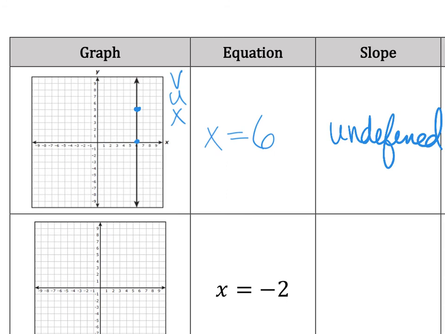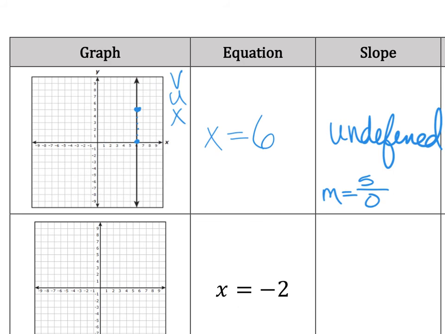How much did I have to rise to get to that point? I had to rise 1, 2, 3, 4, 5. How much did I have to run? Can you divide by 0? You cannot divide by 0. That is literally an undefined number. That's why we say the word undefined for the slope.